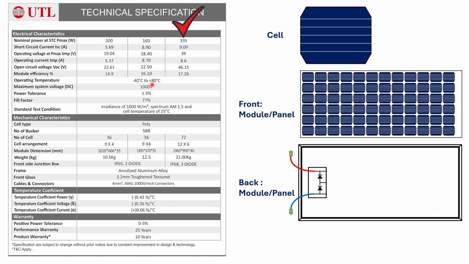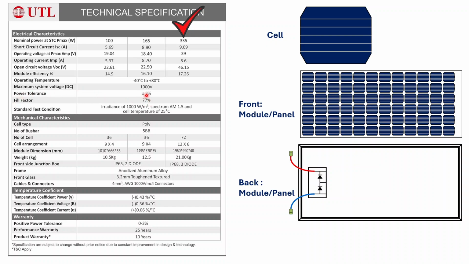Then there are some common parameters for all the three different ratings. Like the operating temperature of each solar panel is from minus 40 degrees centigrade to plus 80 degrees centigrade. Then there is the maximum system voltage DC of 1000 volt. That means when these solar modules are connected to each other in series, the maximum voltage that the whole series of modules can withstand is up to 1000 volts. We cannot go beyond 1000 volts.